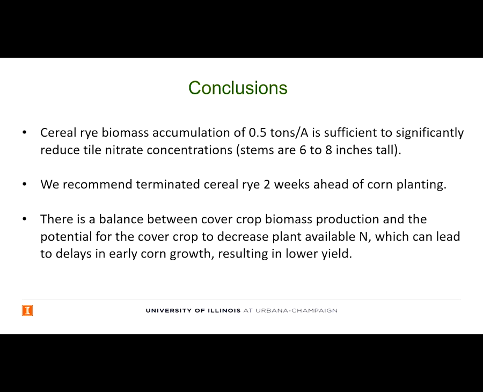So in conclusion, cereal rye biomass accumulation of a half a ton per acre is sufficient to significantly reduce tile nitrate concentrations. Again, we're looking for stems that are 6 to 8 inches tall. We recommend terminating cereal rye at least 2 weeks ahead of corn planting. There is a balance between cover crop biomass production and the potential for the cover crop to decrease plant available N, which can lead to delays in early corn growth and ultimately can result in lower corn yields.